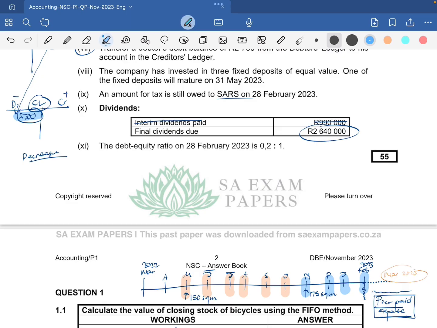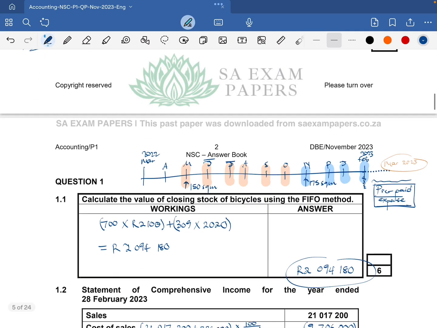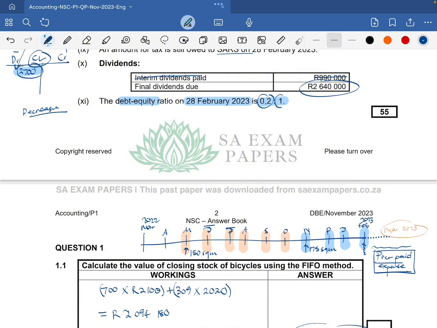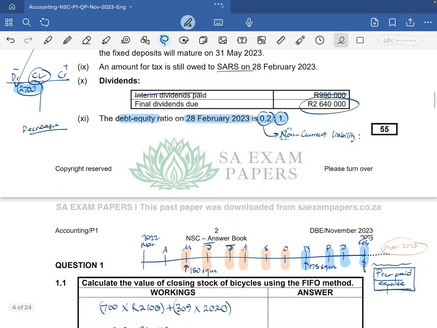We are told that the debt to equity ratio on the 29th of Feb 2023 is 0.2:1. So if you don't know your ratios, please go and watch the video where I'm explaining the ratio. So the debt to equity, we know that we have our debt this side, we have our equity. So debt, we know they're talking about non-current liability is 2, our shareholders equity.